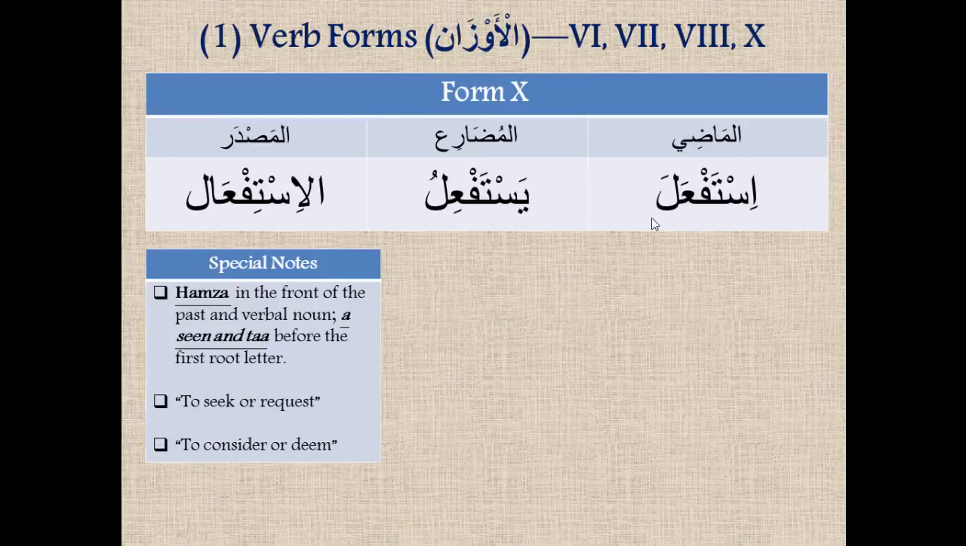Form 10 has a few different abstract meanings. Number one, to seek or to request, to do the form 1 meaning. To seek or to request. So an example would be istakhara yastakhiru al-istikhara. Istakhara means to seek khair, to seek goodness. So the prayer al-istikhara, salat al-istikhara, is a prayer that we perform when we are seeking khair from Allah, when we're seeking divine guidance before we make big decisions in our life.